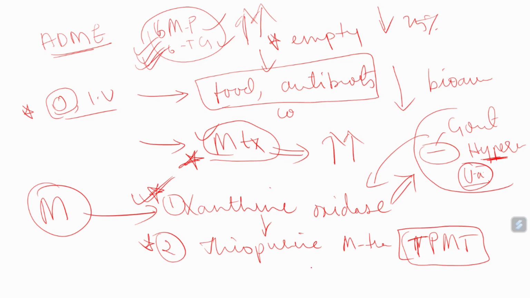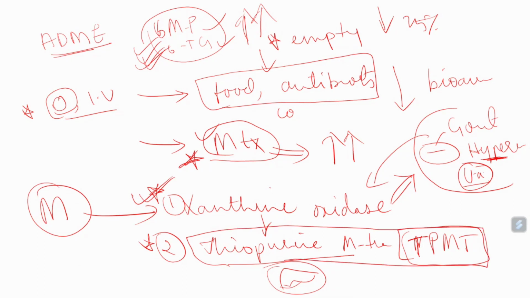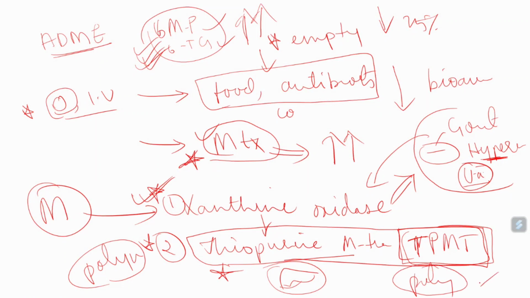Number two, thiopurine methyltransferase is a very, very important enzyme in the liver. In a few populations, due to genetic variations or mutations, this enzyme has more probability of polymorphism. This enzyme is very, very polymorphic. When TPMT is polymorphic, what will happen? The polymorphic form of the enzyme will not have activity. So in that case also, 6-mercaptopurine and 6-thioguanine will not be metabolized properly and their concentration will increase.